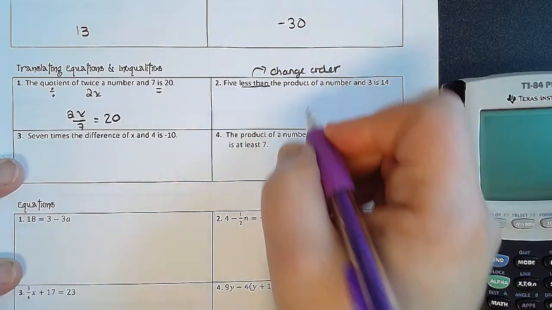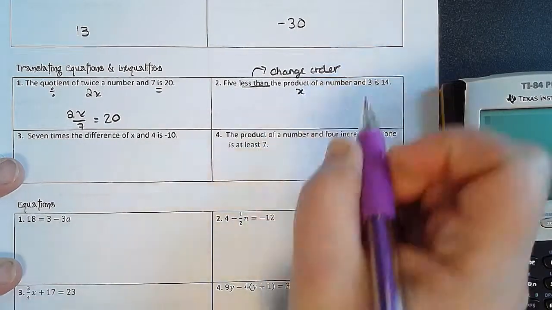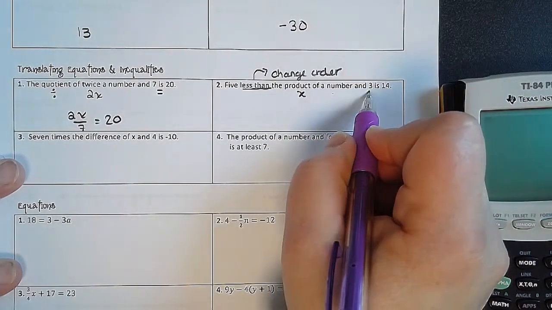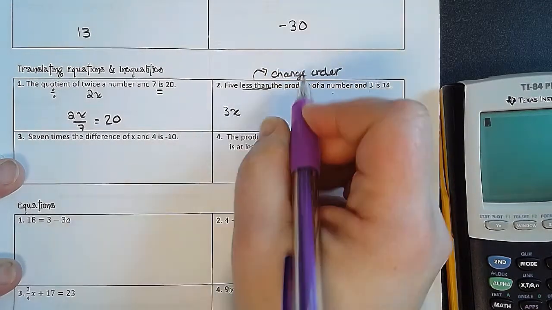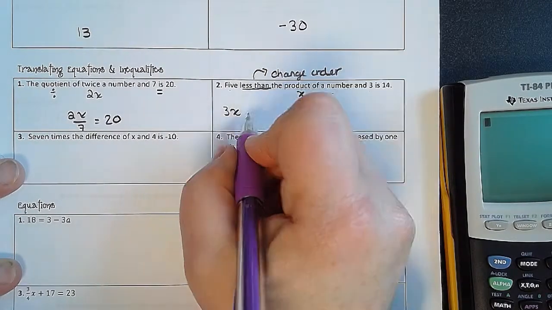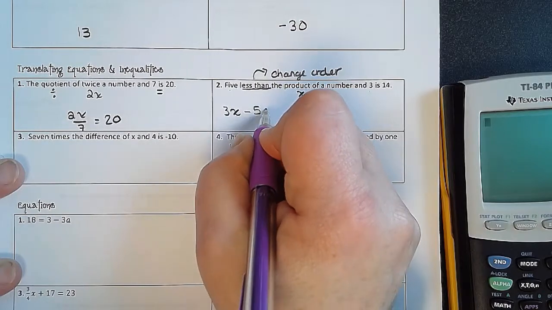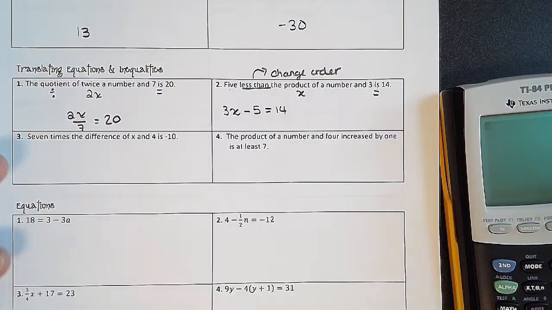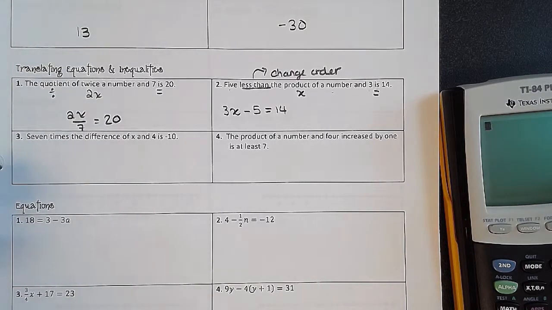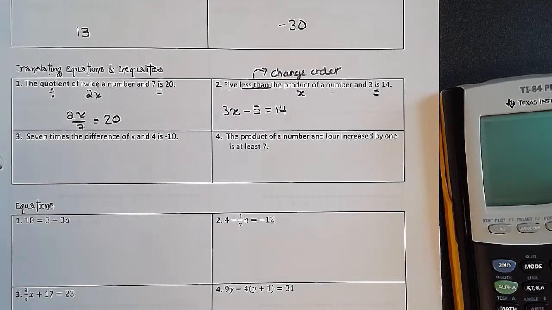Okay? Product means multiplication. So the product of a number and 3. So that would be 3x. And then 5 less than that, minus 5, is 14. So is again equal sign. So even if you're trying to translate this stuff and you don't quite know it, if it's a multiple choice, if you know some of the stuff, it should be able to help you along. Okay?